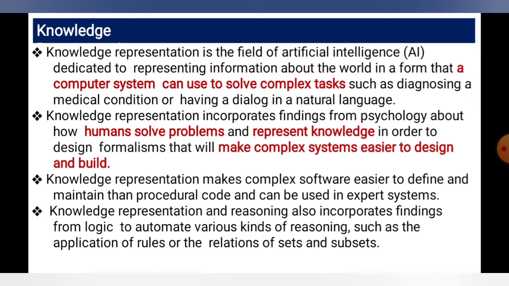Knowledge representation makes complex software easier to define and maintain than procedural code and can be used in expert systems. Knowledge representation and reasoning also incorporate findings from logic to automate various kinds of reasoning, such as the application of rules or the relations of sets and subsets. Generally, knowledge comes from the data.